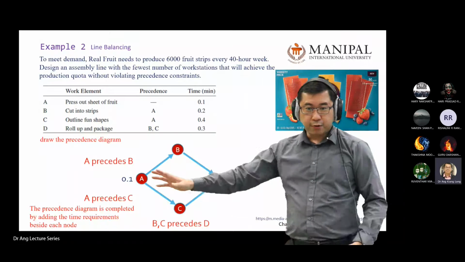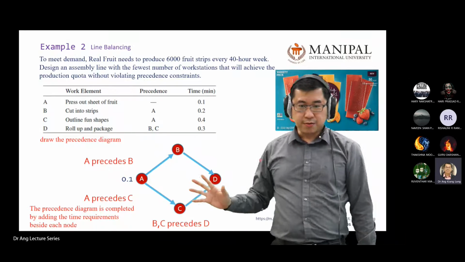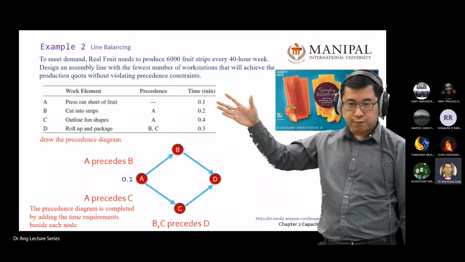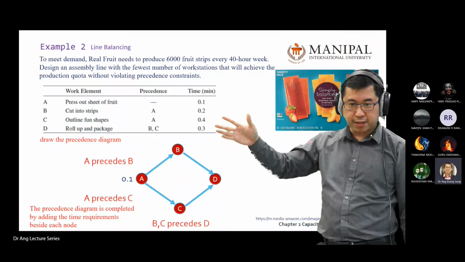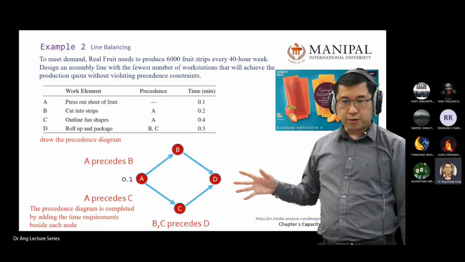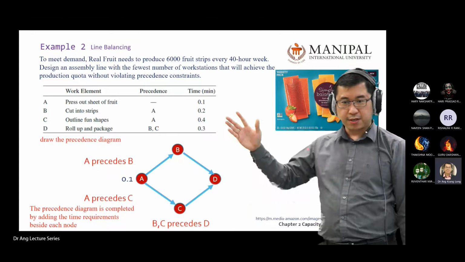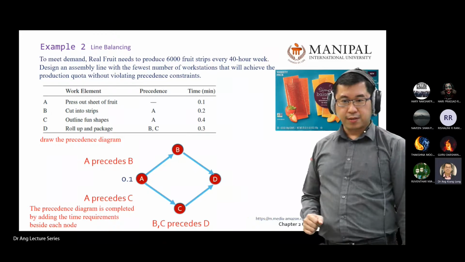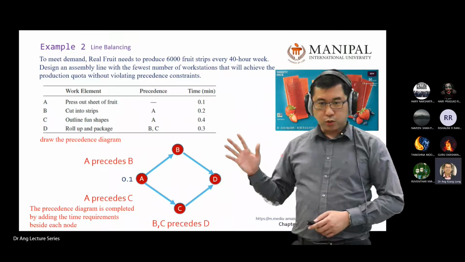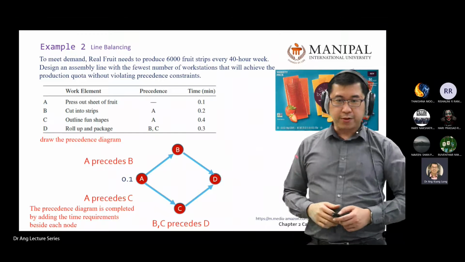So you guys can follow from table to precedence. Anyone has question on how to produce this one? You understand, right? How to produce from this table into a precedence diagram? Any question? Okay, good. So we're going to move forward using this diagram from now.